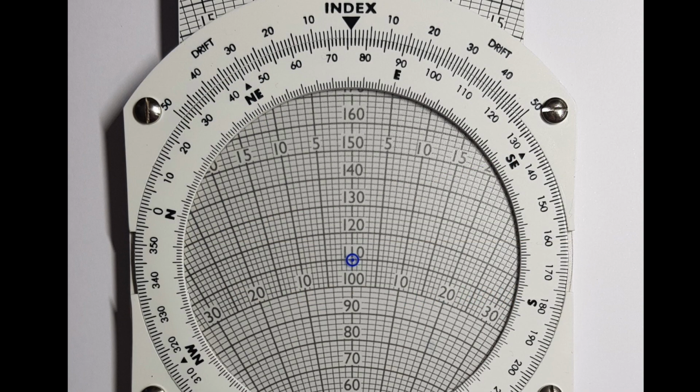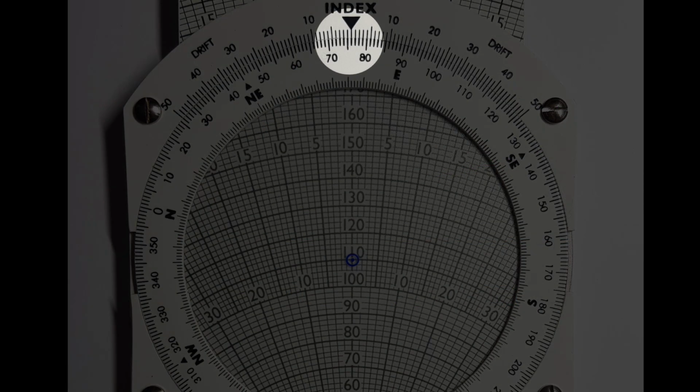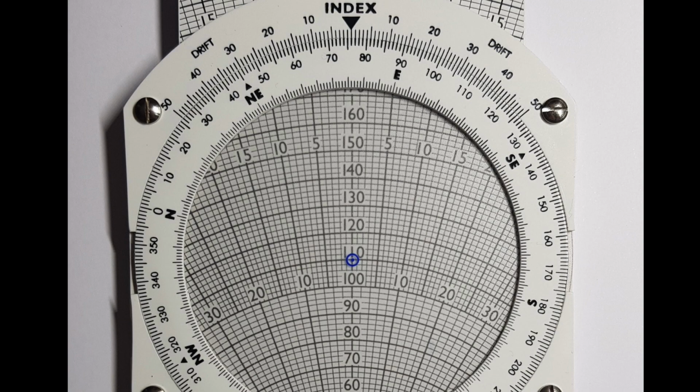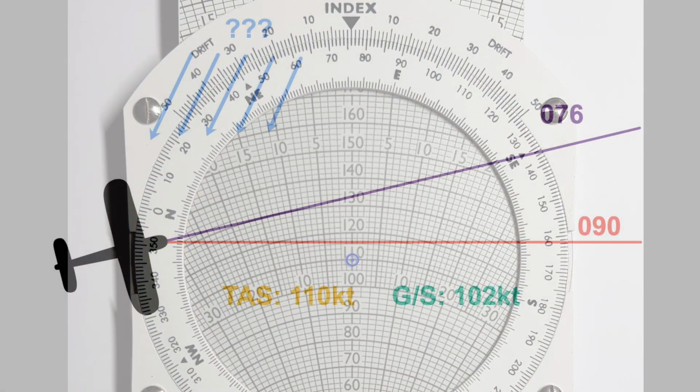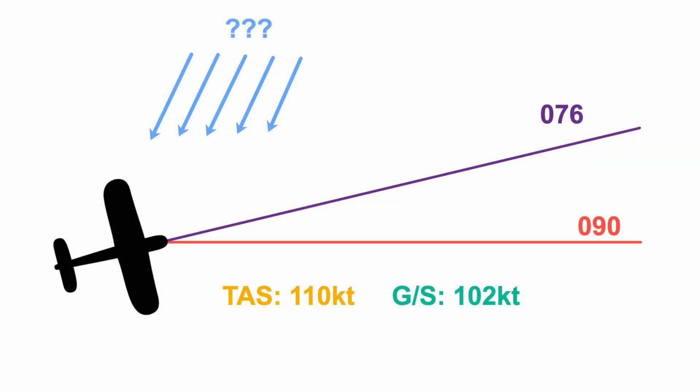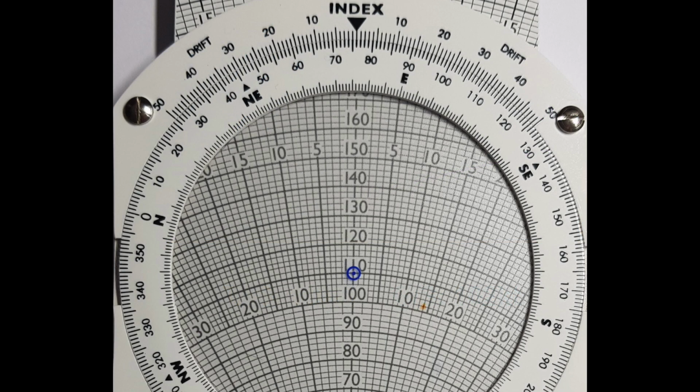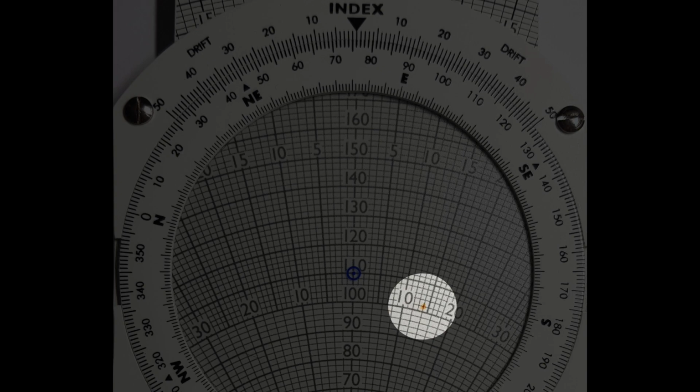On our CRP1, we set the degrees dial to 76, which is our heading, and we set the airspeed to the TAS, which is 110 knots. We now have to calculate the difference between our heading and track, which in this case is 14 degrees right. Now we put a dot on the dial at 14 degrees right and on our ground speed of 102 knots.